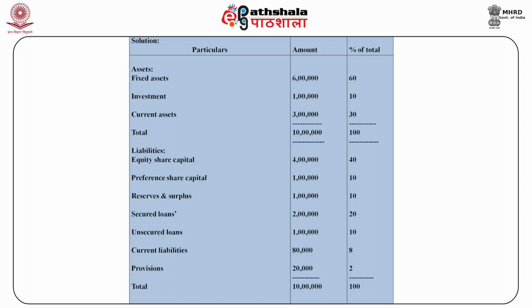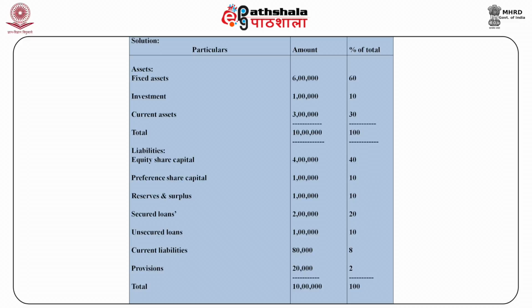Now we make vertical analysis. That is, we start with assets. We have fixed assets of 6 lakh, that is 60% of the total. We have investments of 1 lakh, that is 10% of the total. We have current assets of 3 lakh, that is 30% of the total. And we have 10 lakh of assets. Then we have liabilities, that is equity share capital of 4 lakh, that is 40% of the total.